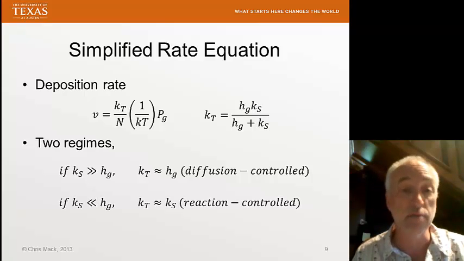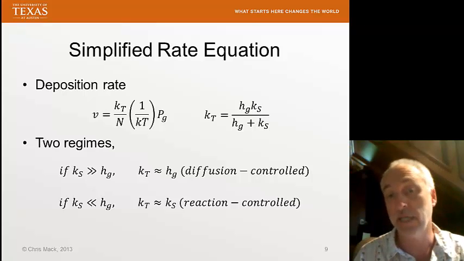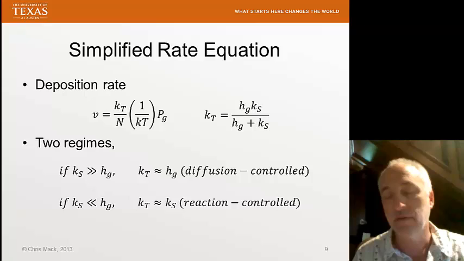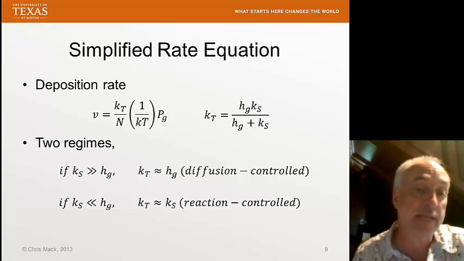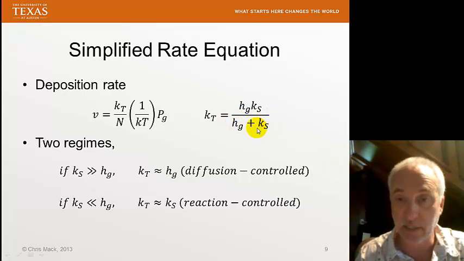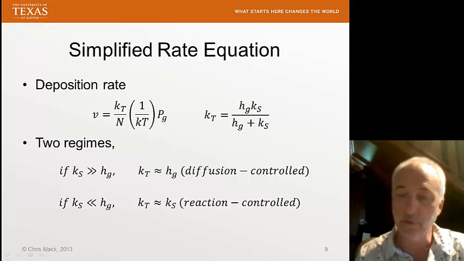Another regime is when K_s is much, much smaller than h_g. If the surface reaction rate constant is very small, we can supply through mass transport as much reactant as we need, and we're limited by how fast it reacts at the surface. In this case, h_g is much bigger than K_s. I can neglect the K_s in the denominator. The two h_g's cancel from top to bottom, and we're left with K_T is about equal to K_s. This is the reaction-controlled regime.